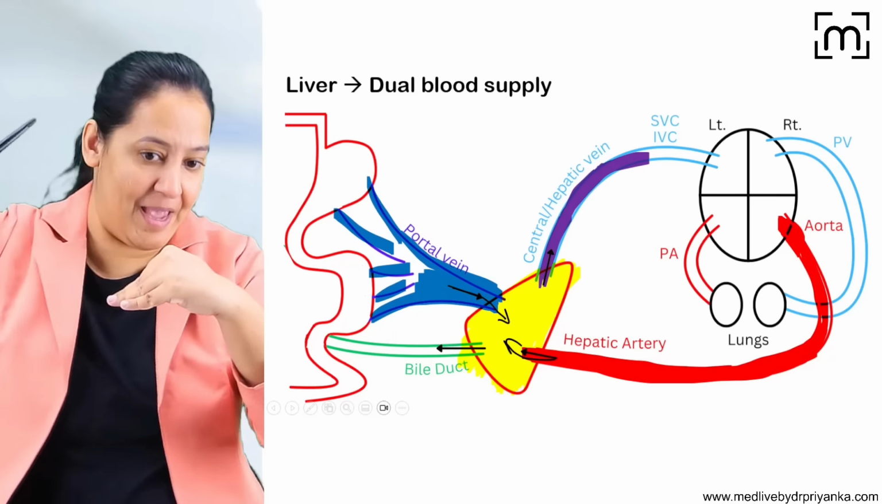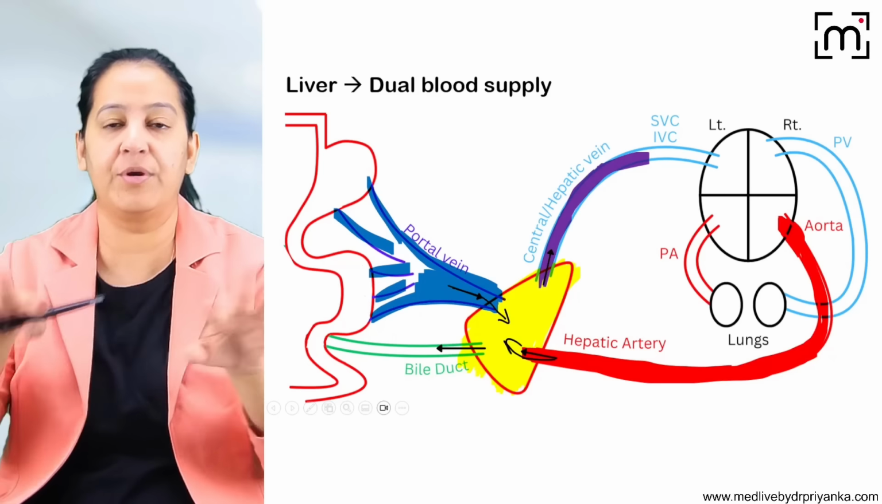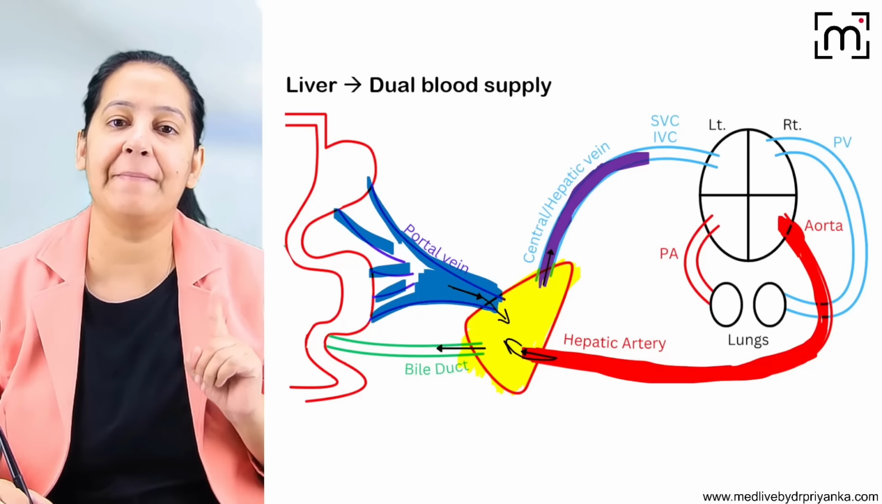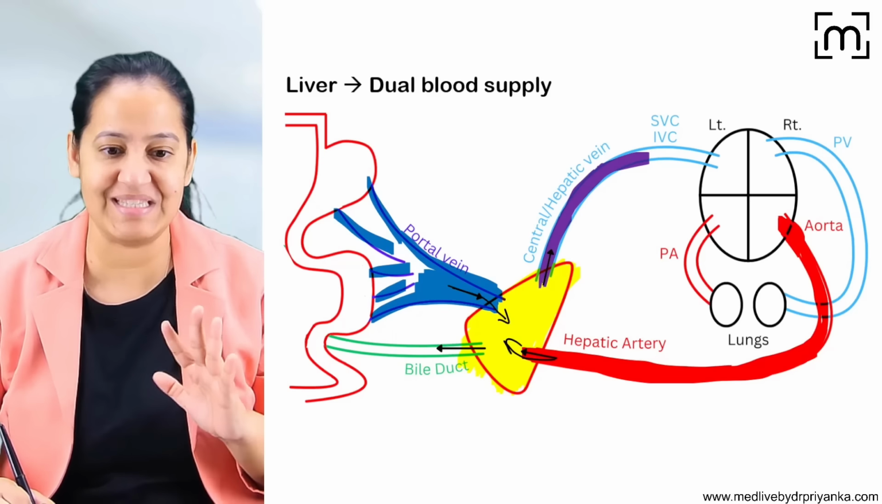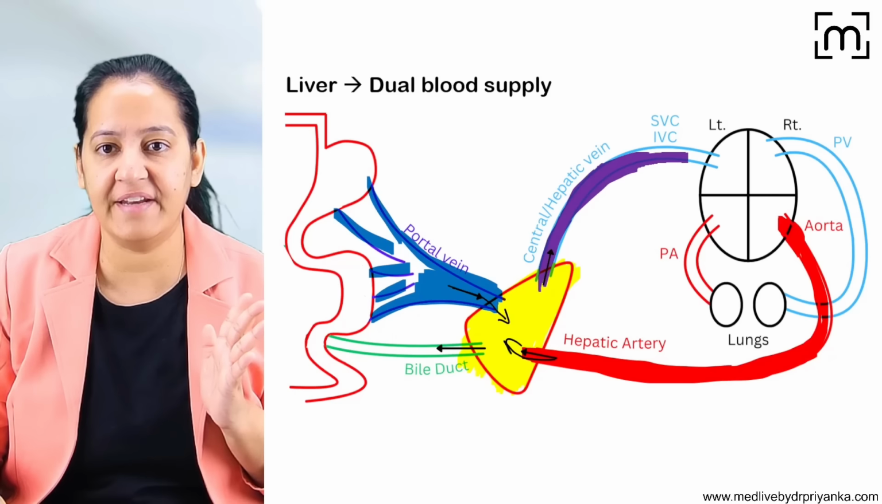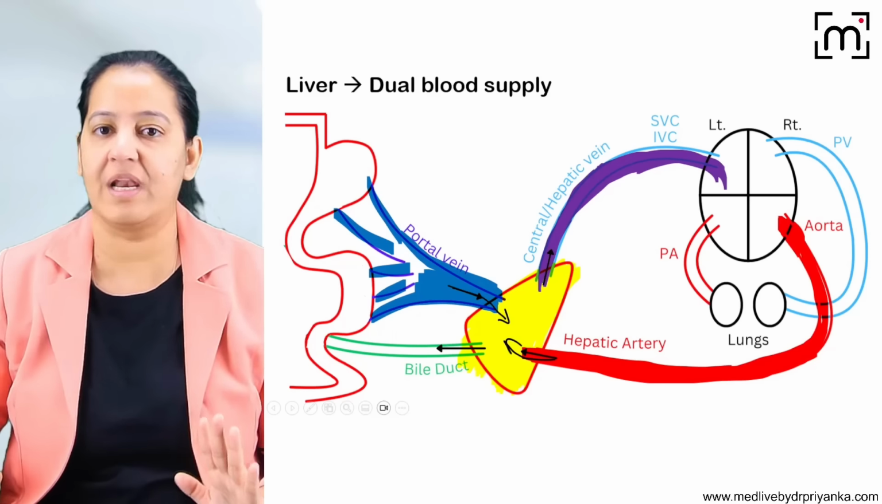Both the bloods are coming. The hepatic artery blood is also coming, and the portal vein blood is also coming. Both are distributing in the entire liver, and after that they are exiting from a common exit. The common exit is the hepatic vein, also known as central vein, and it is impure blood now, so it will drain in the right side of the heart, and from the right side it will go to the lungs for the purification.